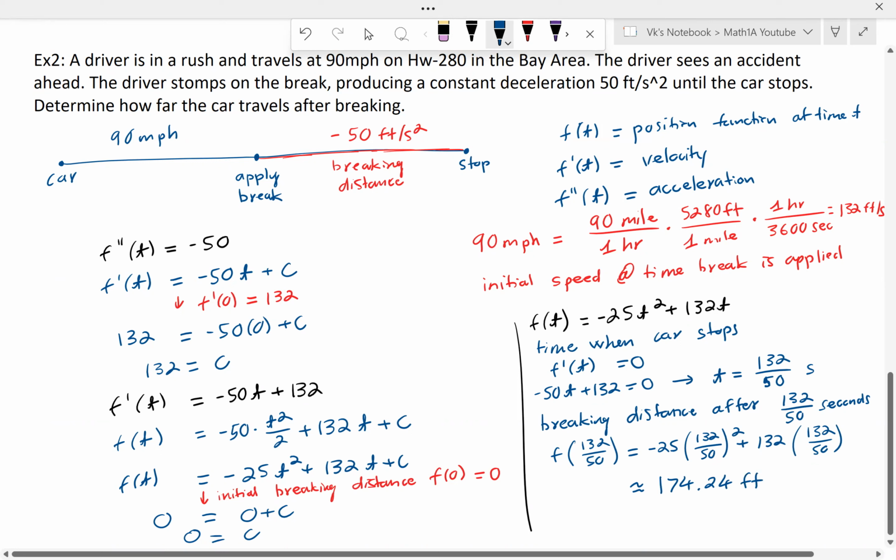Wow, it's too bad for the driver. It's going too fast. Cannot stop on time. Either that or the car needs an upgrade. It's a pretty dangerous braking distance.